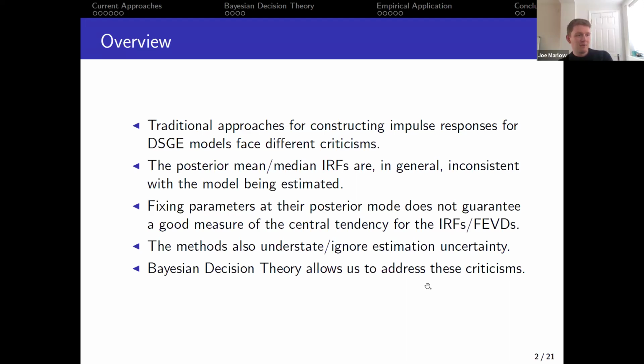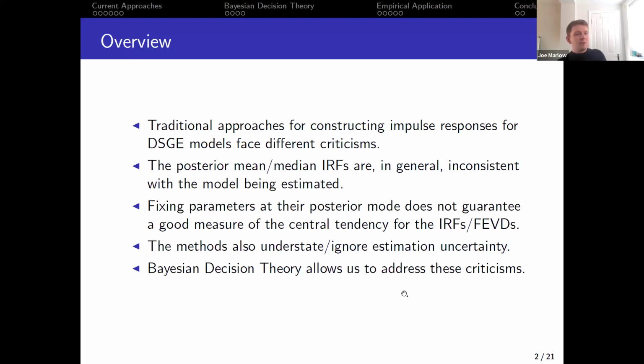The second is to do with whether the mode is able to give a good measure of the central tendency for the distribution of the impulse responses. So the mode is not invariant to nonlinear transformations. So a nonlinear transformation of the parameters to give you the impulse responses or the forecast error variance decomposition means that by fixing the parameter values at their modes, we don't actually get a good measure of the center of the joint distribution for the objects that we're actually interested in.